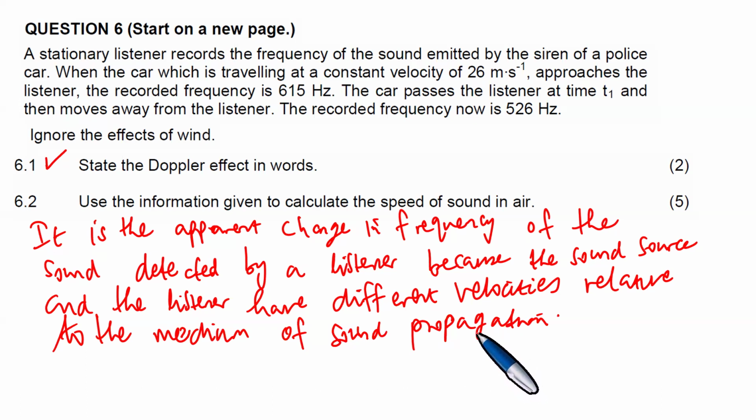Relative to the medium of sound propagation. It is the apparent change in frequency of the sound detected by a listener because the sound source and the listener have different velocities relative to the medium of sound propagation. This is called the Doppler effect in words.